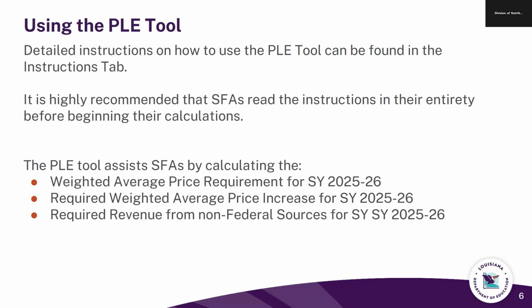It is highly recommended for SFAs to read the instructions in entirety before beginning their calculations. The PLE tool assists SFAs because it's going to calculate the weighted average price requirement for the 25-26 school year. It's also going to calculate the required weighted average price increase for the 25-26 school year, as well as the required revenue from non-federal sources for 25-26.